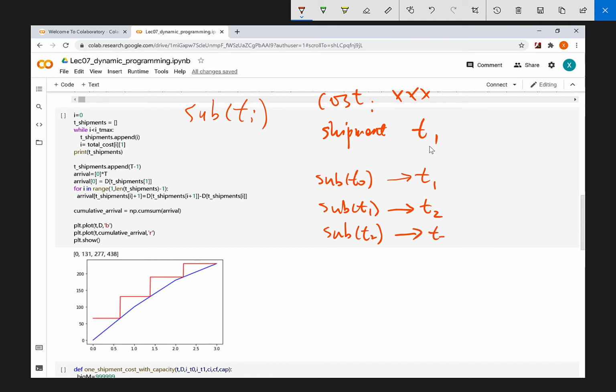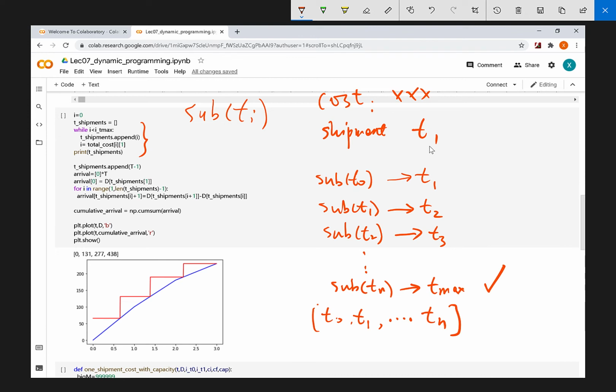So it can have T3, and so on, until a certain subproblem Tn, and then you get the optimum shipment time is Tmax, and then we are done. Then we can get all the shipment times: T0, T1, until Tn. This is our optimum shipment schedule.